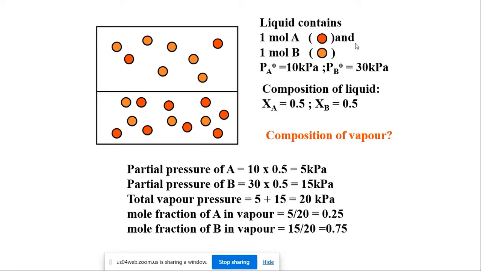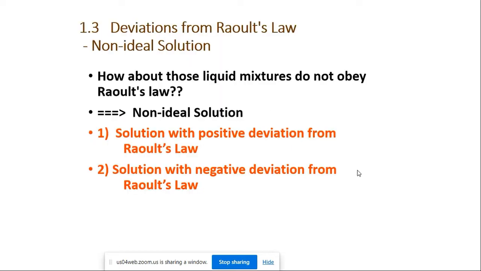Here a liquid contains 1 mole of A and 1 mole of B. P°A is 10, P°B is 30, right? So this is the composition: XA is 0.5 and XB is 0.5. For the partial pressures, if you multiply by 0.5, you get the total again. Likewise, you can do those calculations if you know the fractions. So those are ideal solutions. It is called Raoult's law.